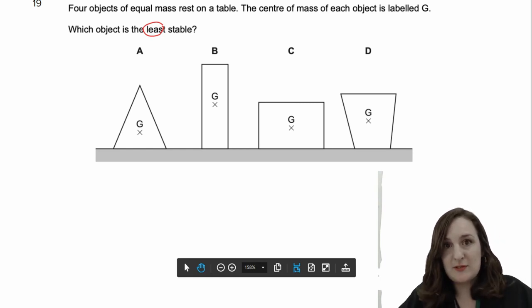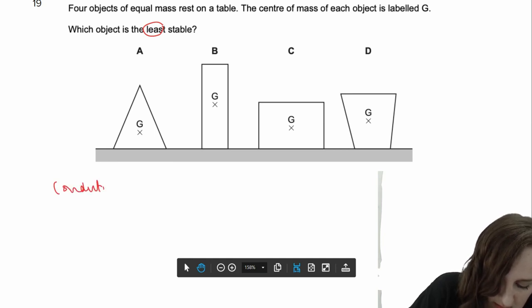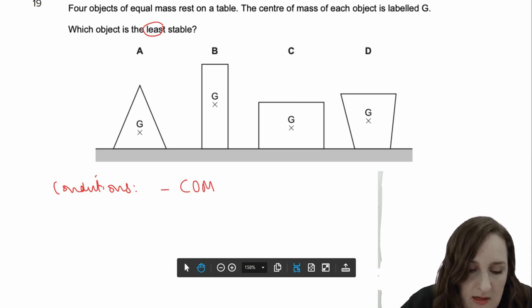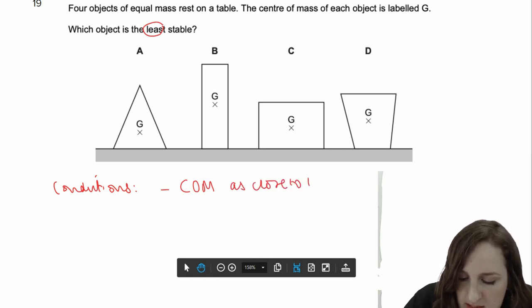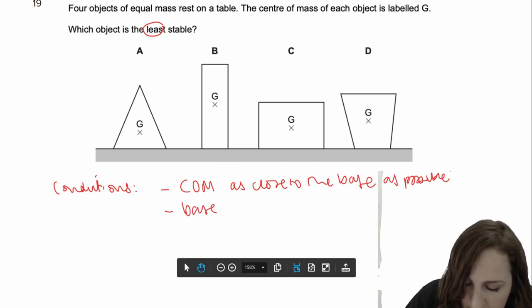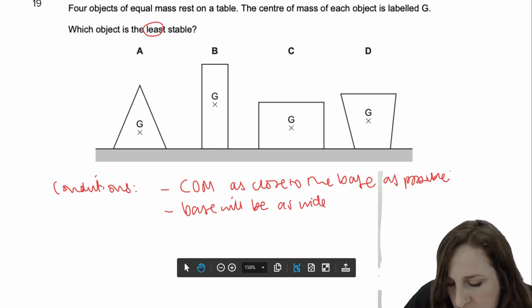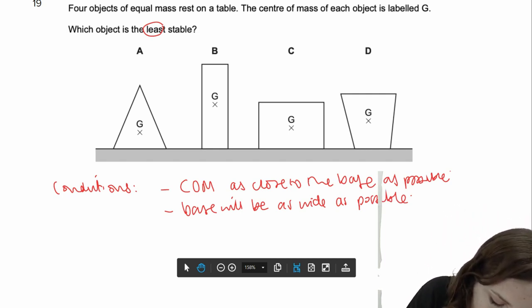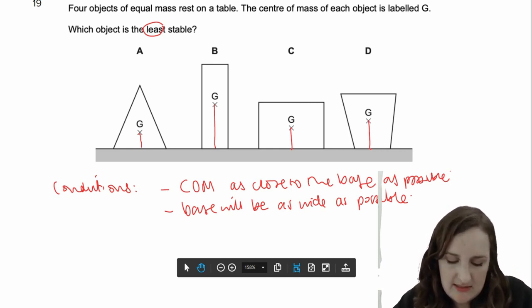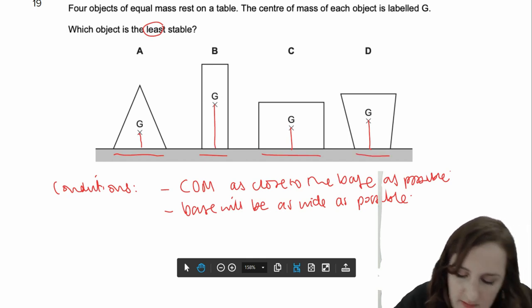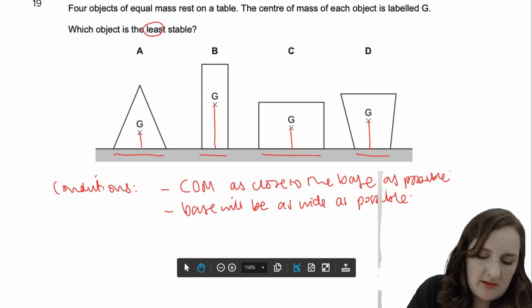So we need to think about our conditions for stability. We know that the most stable object will have the centre of mass acting as close to the base as possible. And we also know that the base will be as wide as possible, so it'll have the larger surface area. So, taking a look at A, B, C, and D, the centre of mass is acting at G, so we're just going to track lines down to see how far above the base the centre of mass is acting, and you can easily see that B's centre of mass is the highest. You can also look at the base width, and you can see that B has the smallest base as well. So therefore, that is going to be the least stable.